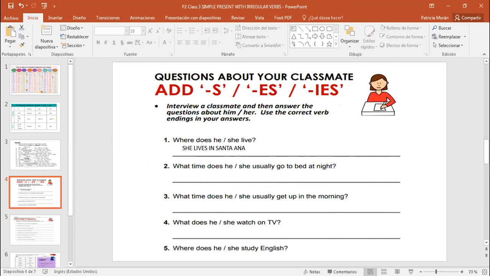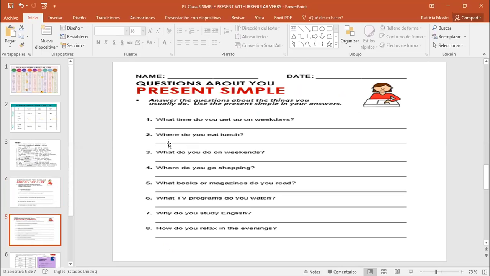Okay, the second part of the exercise is that you have to answer. It says answer the questions about the things you usually do. Use the simple present or the present simple in your answers. For example, what time do you get up on weekends, right? ¿A qué horas te levantas los fines de semana? So maybe you can say, teacher, on weekends I get up a little bit late because I want to rest. And you can say, on weekends I usually get up at 7 o'clock or at 8 o'clock in the morning. That's okay. Where do you eat lunch, right?